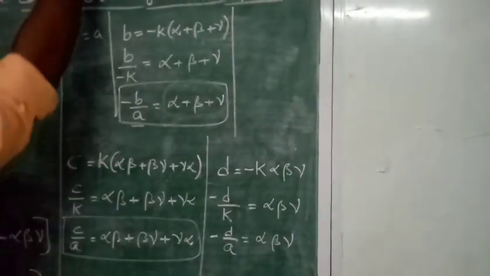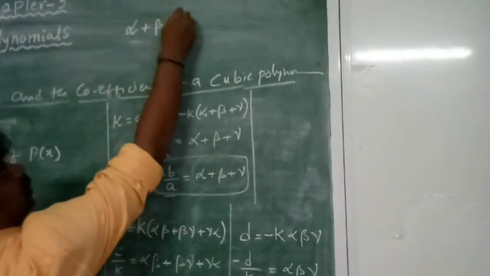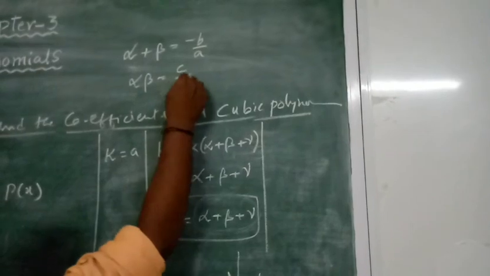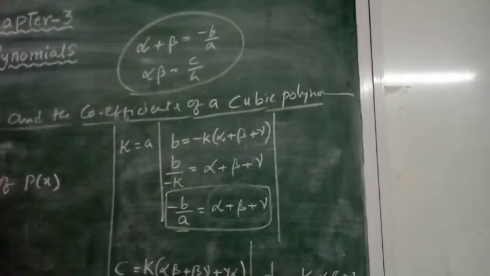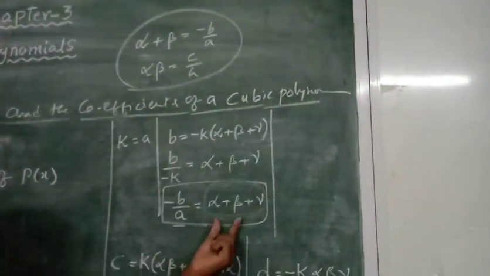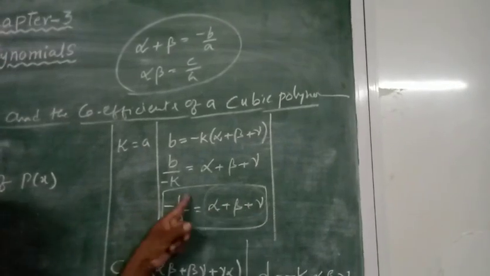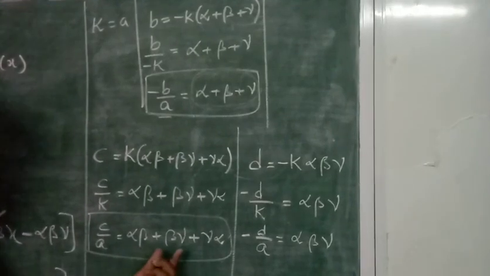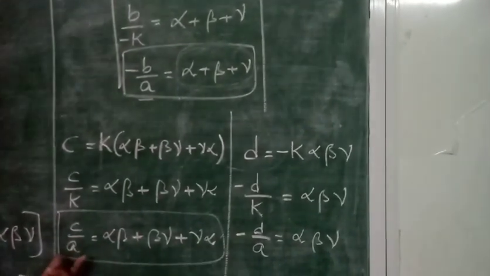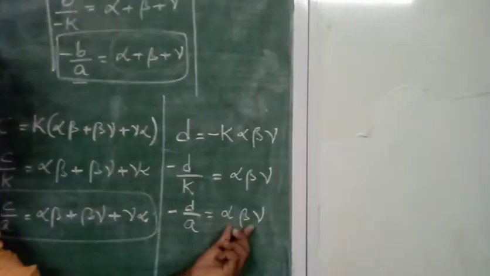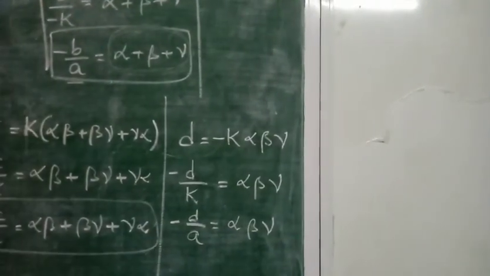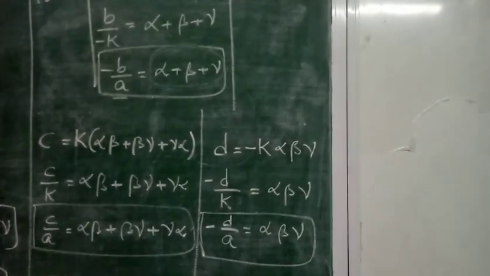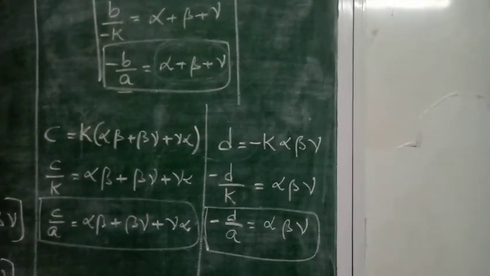If it is a quadratic polynomial, we got alpha plus beta is equal to minus b by a and alpha beta is equal to c by a. So this is for a quadratic polynomial. For a cubic polynomial, alpha plus beta plus gamma, the sum of zeros, is equal to minus b by a, and alpha beta plus beta gamma plus gamma alpha is equal to c by a. For this one, alpha beta gamma is equal to minus d by a. So these are the relations between zeros and the coefficients of a cubic polynomial.